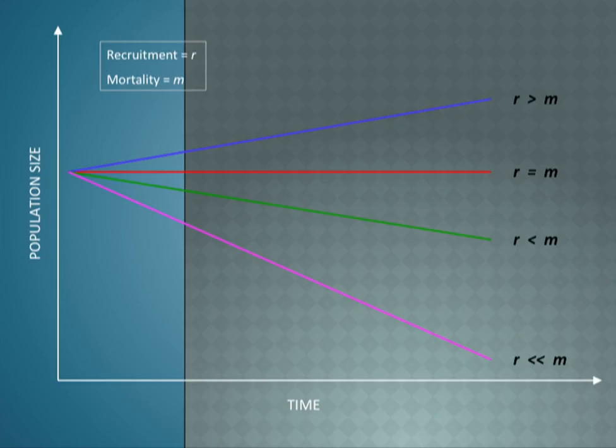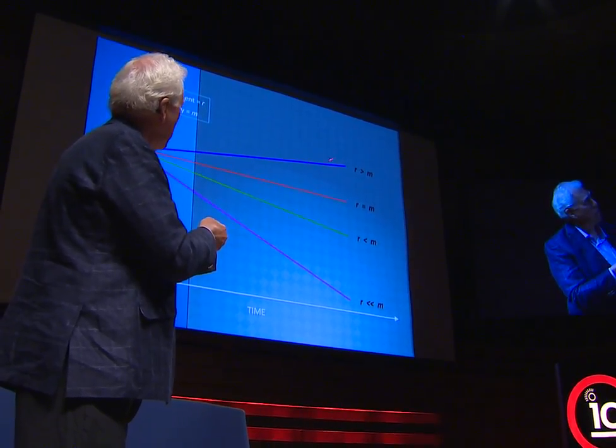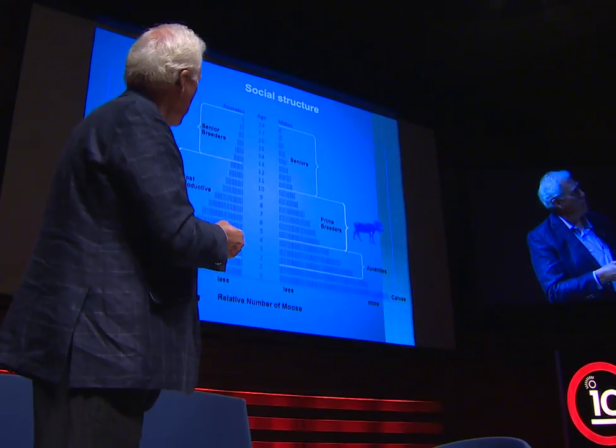Now, recruitment is the number of those calves that survive to 1 year of age and enter the adult population. So if recruitment equals mortality, we have a level population. If recruitment exceeds mortality, it's going up, and the converse if they're going down.